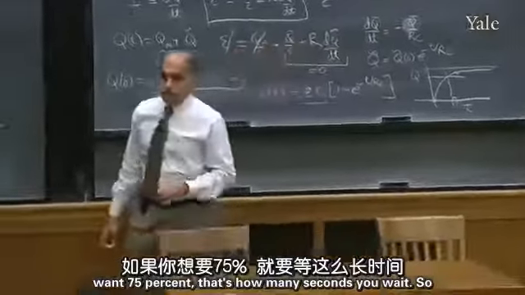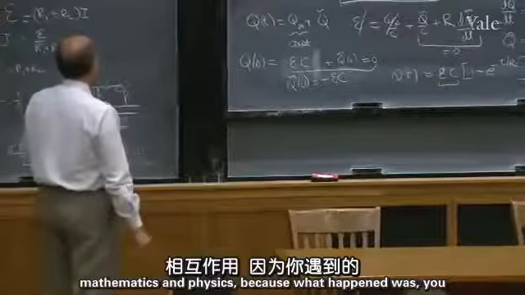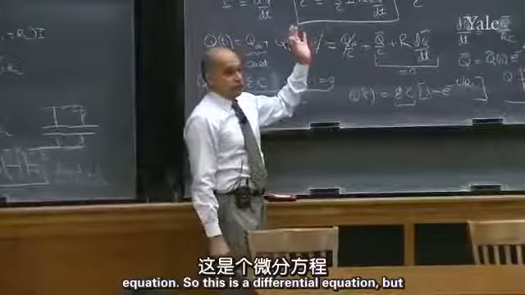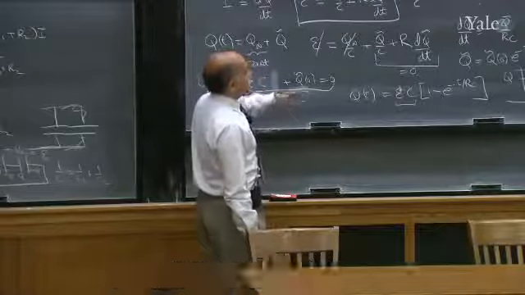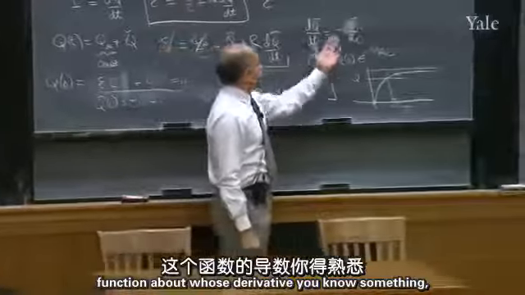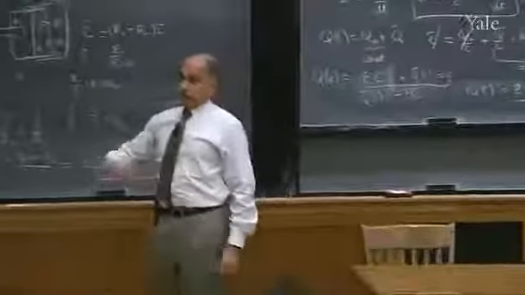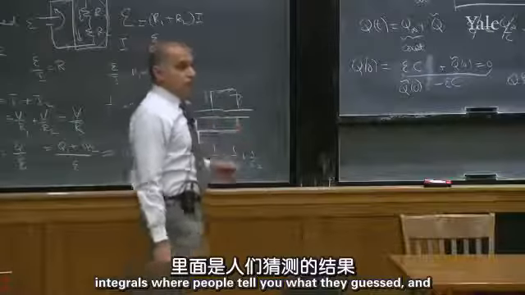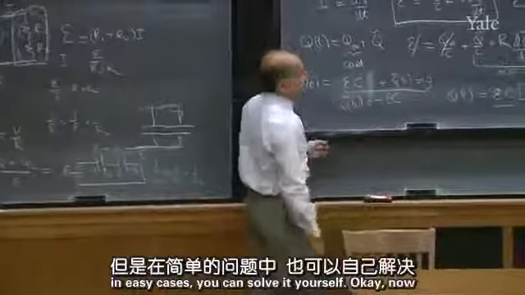This is how you're supposed to have an interplay between mathematics and physics, because you got into a situation where you have to solve an equation. This is a differential equation, but differential equations are just questions that are the opposite of derivatives. You're trying to guess a function about whose derivative you know something, namely this one. It's all guesswork. You keep on guessing, and you make a table of integrals where people tell you what they guessed. You can turn to that big fat table of integrals, but in easy cases you can solve it yourself.